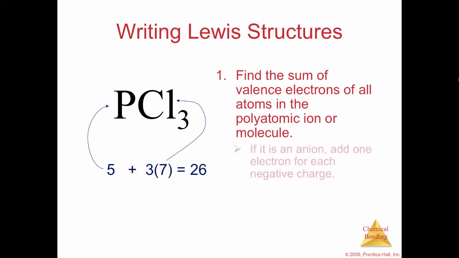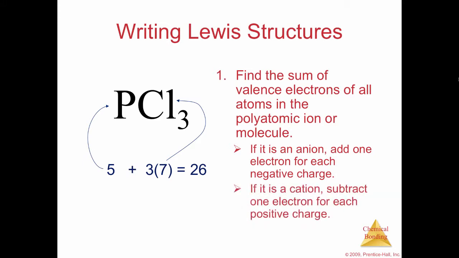The first one is to find the sum of the valence electrons of all atoms in the polyatomic ion or molecule. If it's an anion, you're going to add 1 electron for each negative charge, and if it's a cation, subtract 1 electron for each positive charge. In the case of PCl5, phosphorus has 5 valence electrons, and each of the chlorines has 7, for a total of 26.